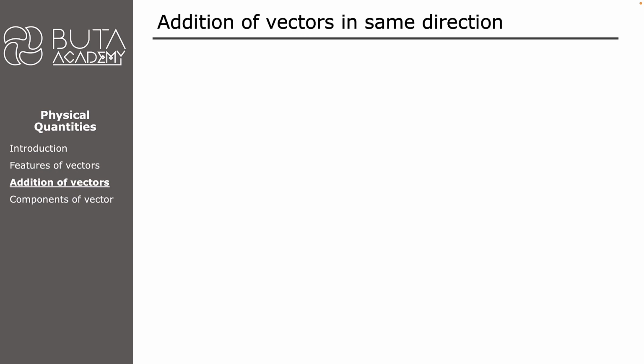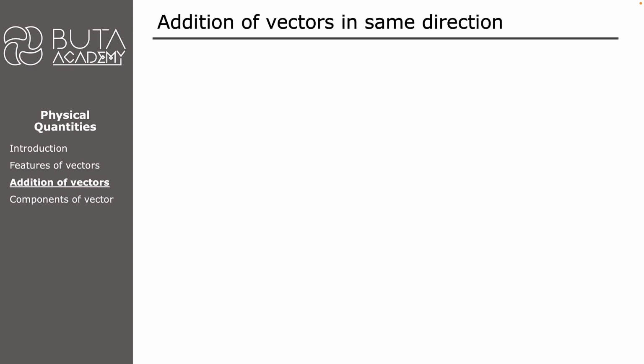In the previous one, we have learned how to represent a vector. Then, we have discussed equality of vectors and negative of a vector. Finally, we have seen how to multiply a vector by a scalar. In this video, we will learn adding two vectors which are either in the same direction or opposite to each other. And then we are going to see how to add vectors which are not parallel.